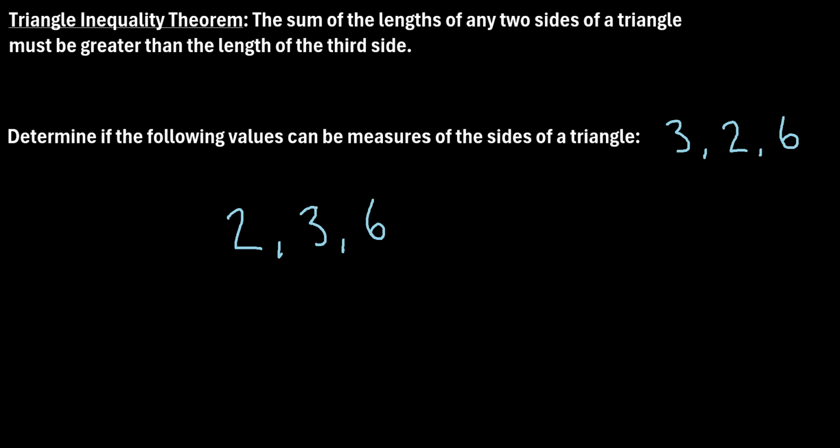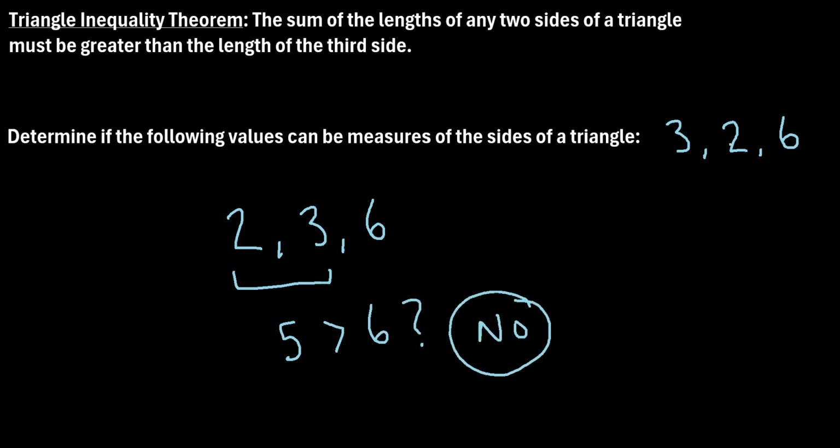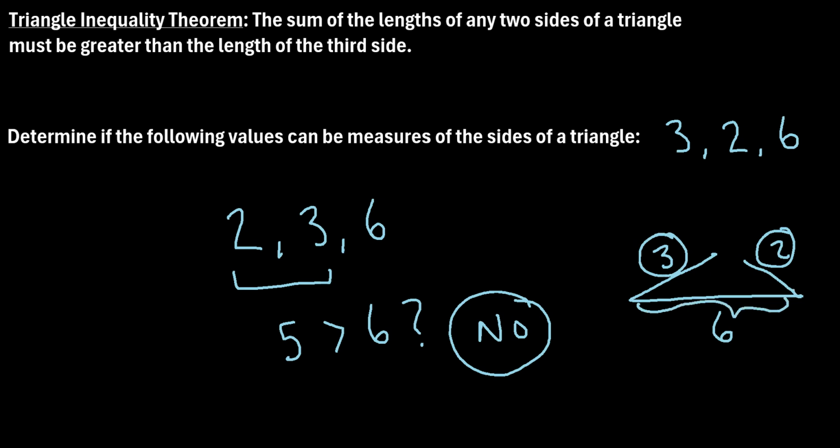Next, we just have to ask ourselves, when we add these two smaller values together, this 2 and this 3, are they greater than 6? So 2 plus 3, that's 5. Is 5 greater than this third value of 6? No, it's not. So we would say, no, these three values could not be the measures of the sides of a triangle. And if we were to visualize it, if this side of the triangle is 6, and let's say this side is 3, and this side is 2, these two sides are not long enough to span this distance of 6 to actually form a triangle. So that's why we say no, the values 3, 2, and 6 cannot form a triangle.